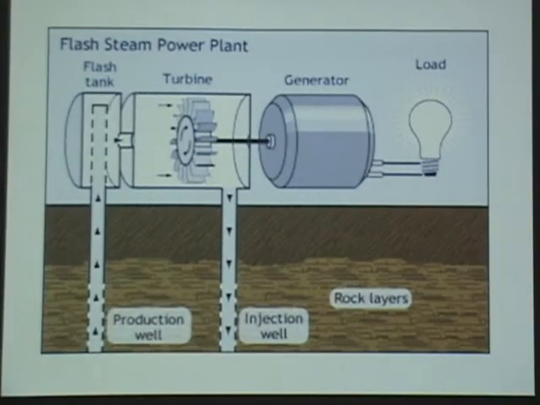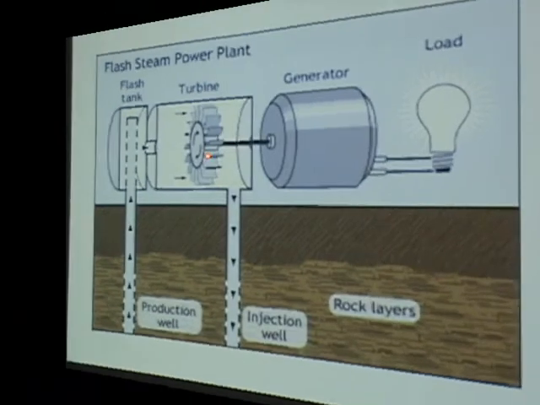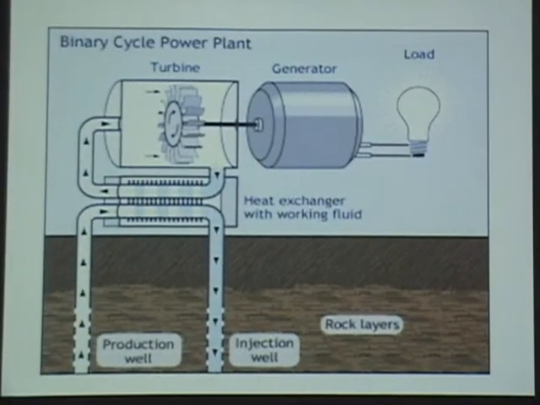In the single flash steam and the double flash steam power plant, geothermal fluid enters from the production well, is flashed to steam in an external tank, and is then piped into the turbine. In the binary cycle power plant, geothermal fluid is piped through a heat exchanger, where the heat is then carried to the turbine through working fluid.